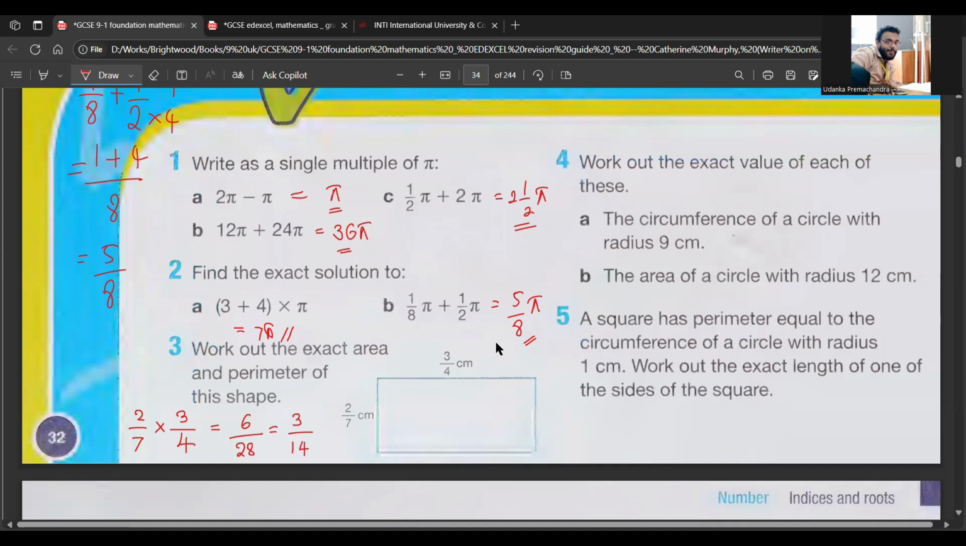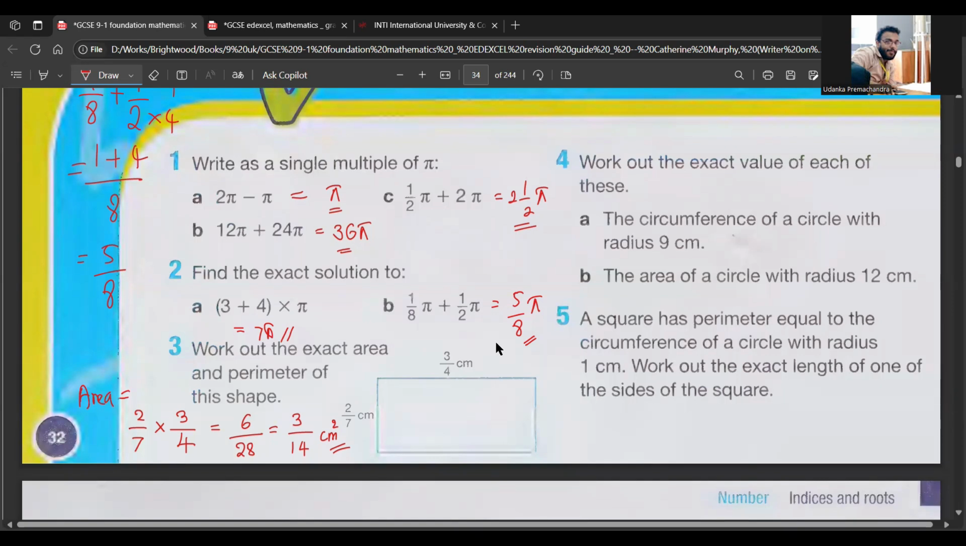What is the area in? Centimeters? No. Centimeters square. Area is also centimeter multiplied by centimeter, it should be centimeter squared. That's the area. So how to find the perimeter? This is area. Perimeter means you have to add all the sides.